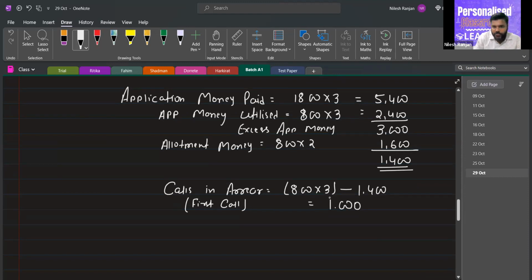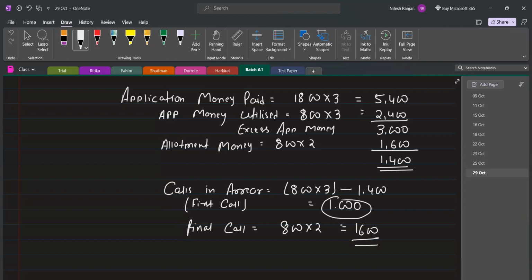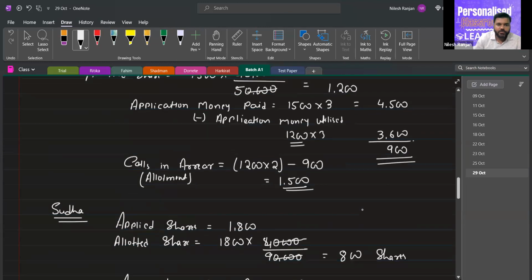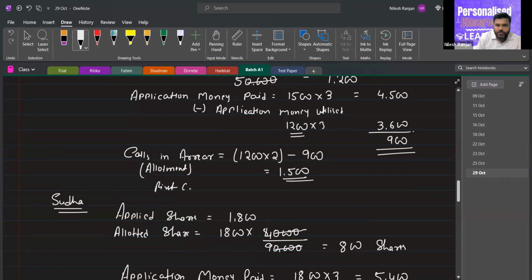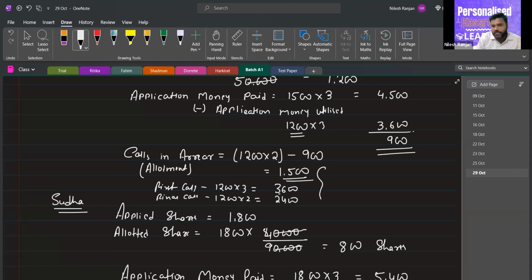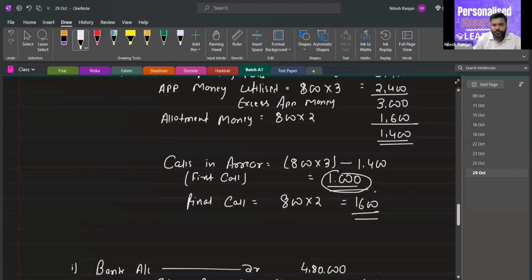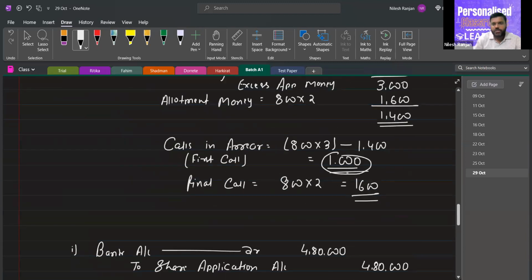The first call on Sudha, actually, first call 1,000. If we talk about final call, then it will be 800 into 2, 1,600. Yes, sir. Okay. Now in Rishabh, allotment 1,500, first call and final call. We have 1,200 into 3 for first call. It is 3,600, and 1,200 into 2, it is 2,400. So total arrear in Rishabh was 7,500. And here, total 1,000 and 1,600, total 2,600. So 7,500 plus 2,600, it is 10,100.